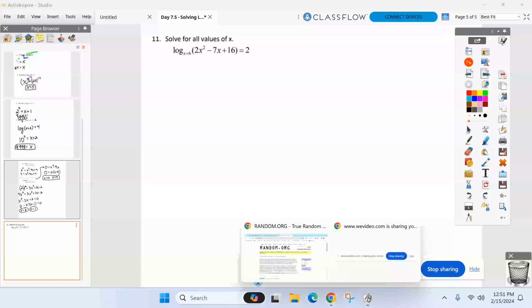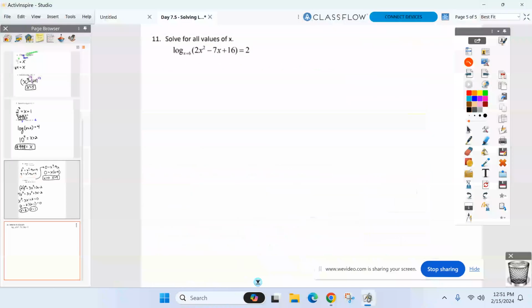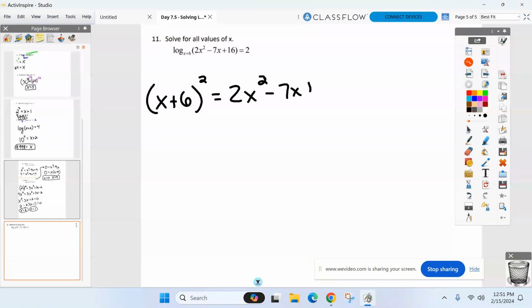All right, rewrite it. Can't solve a log. Got to rewrite it. Ethan, go ahead, rewrite this, boss. I like the vocabulary. Yep. Equals. Fun times. Here we go.